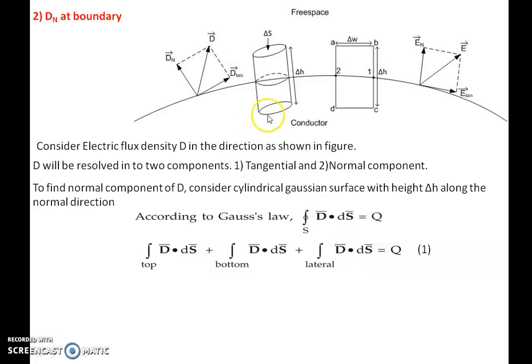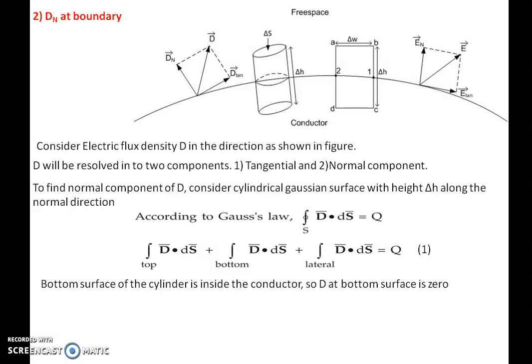But if you observe here, the bottom surface is on the conductor side. So according to the property of the conductor, the flux density in the conductor is 0. So we can take the integral at the bottom surface, that is D dot dS, as 0, because it's in the conductor.